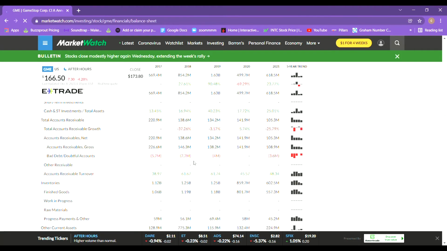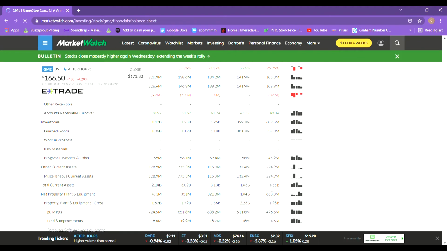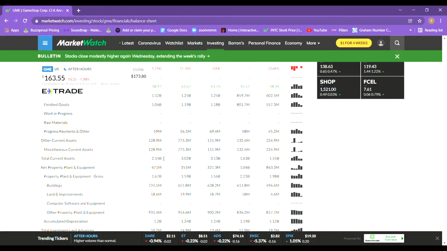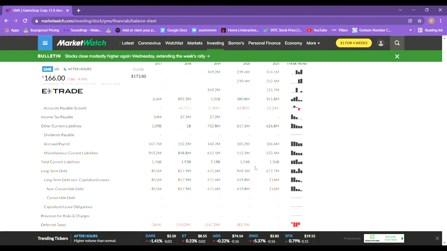Getting into the balance sheet now, let's take a look at their current assets. So in 2021, they have 1.55 billion from the 2.14 billion in 2017. This is a decrease of 28%. Going into the future, we can assume that this will keep going down for now. Next, with their current liabilities, they're at 1.34 billion, which is a decrease of 24%. If they're downsizing their current assets so much, I can see why the current liabilities also went down.